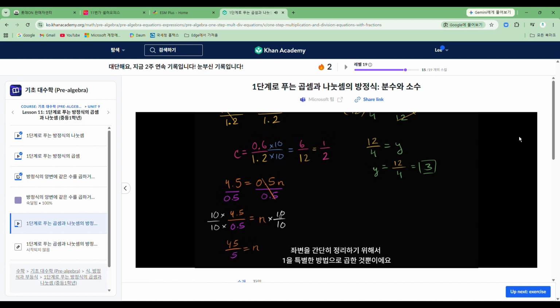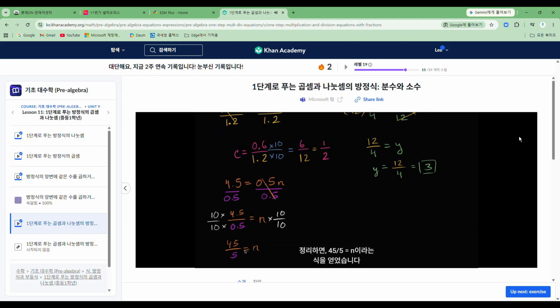But notice, n times 10 over 10, well, that's still going to just be n. So I'm not violating this principle of whatever I do to the left-hand side, I do to the right-hand side. You can always multiply one side by 1, and you can do that as many times as you want. Like the same way you could add 0 or subtract 0 from one side without necessarily having to show you're doing it to the other side, because it doesn't change the value.